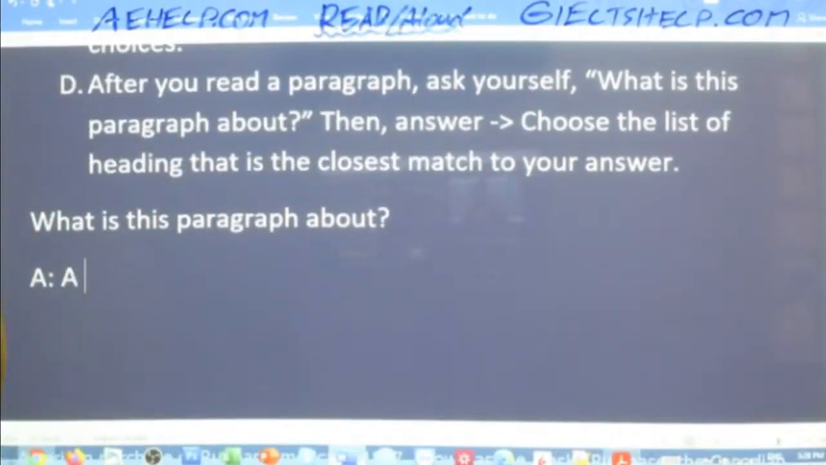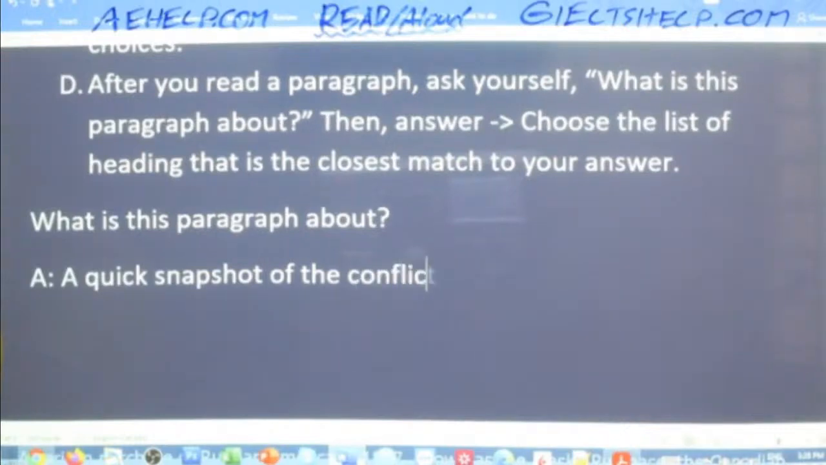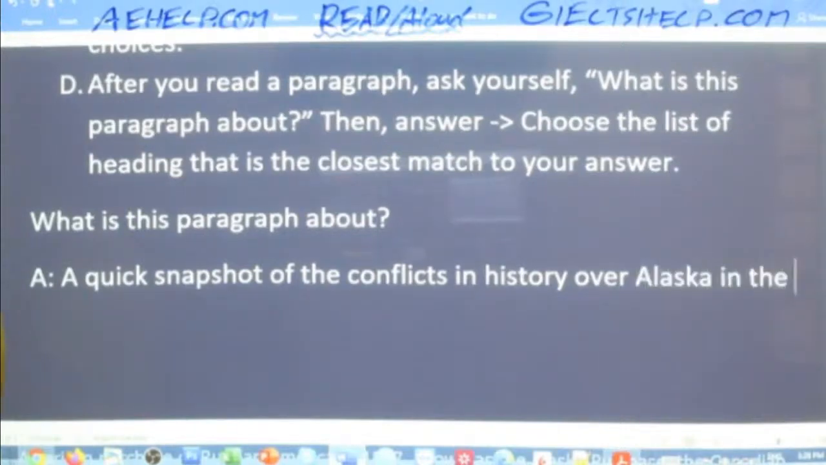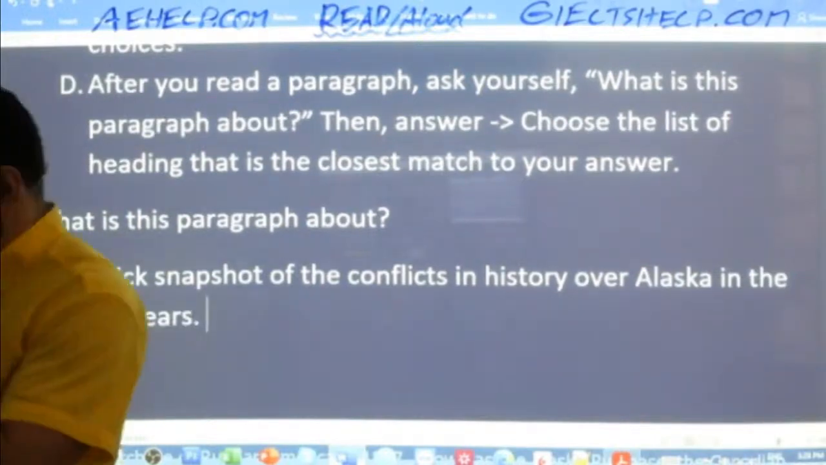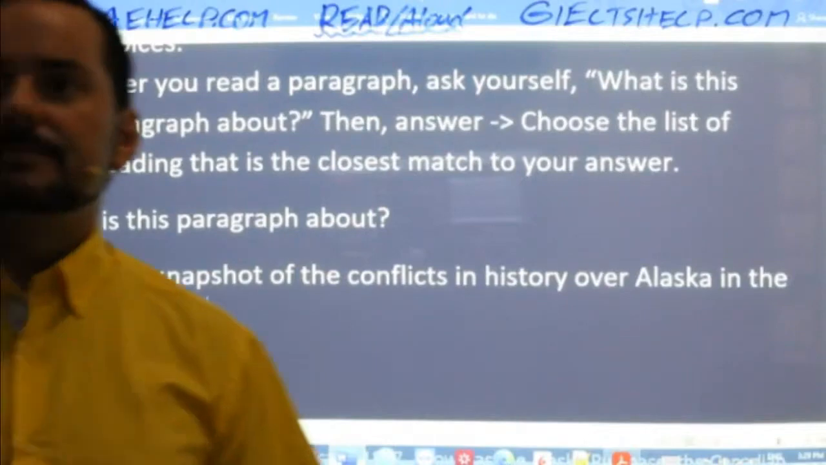So a quick snapshot of the conflicts in history over Alaska in the last, well, let's say 300 years. Okay, so that's how I would answer it.